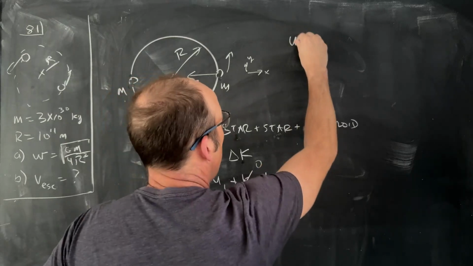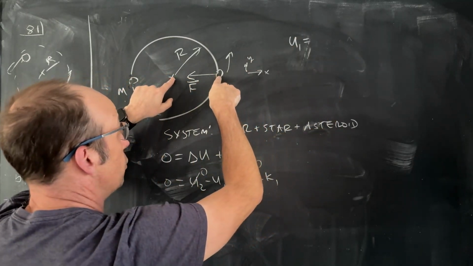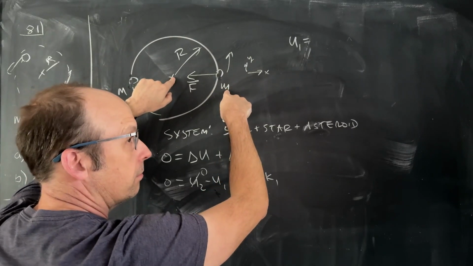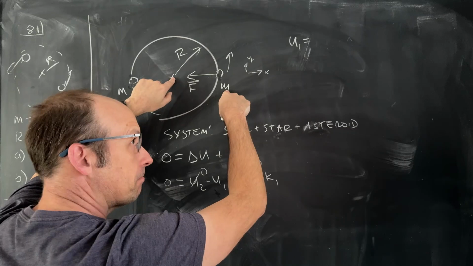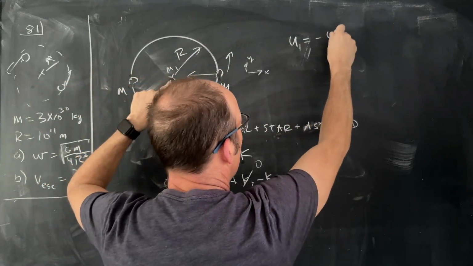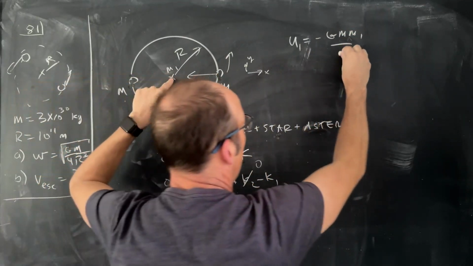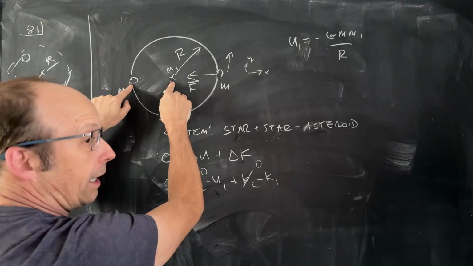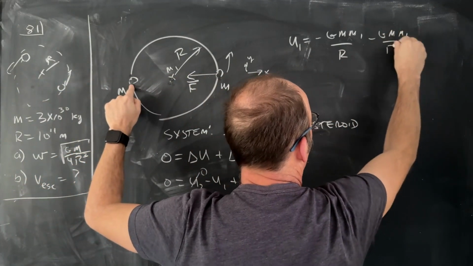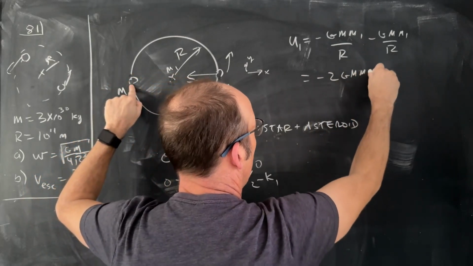So u1 is going to be the potential due to the interaction between these two. I'll use m1 for this mass. So I get negative g m1 over the distance between them r. And then for this one, I get the same thing, minus g m1 over r. So that's going to be negative 2g m1 over r.